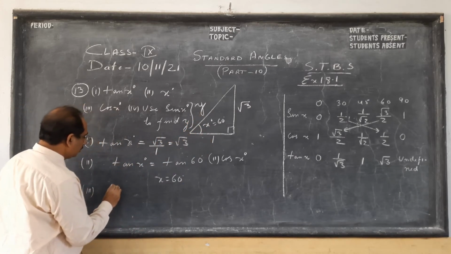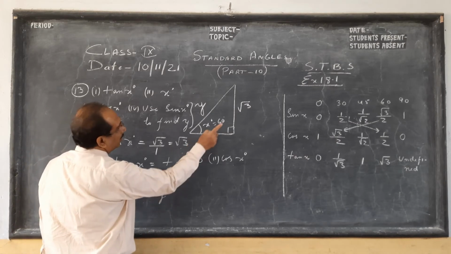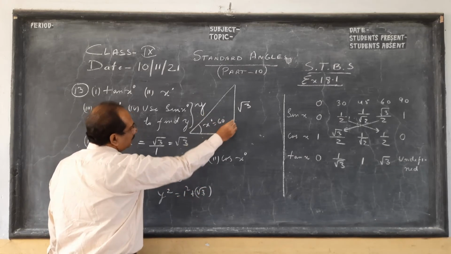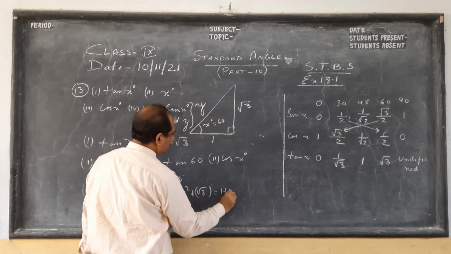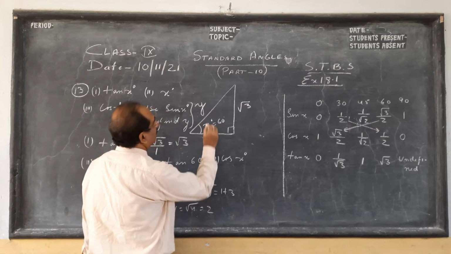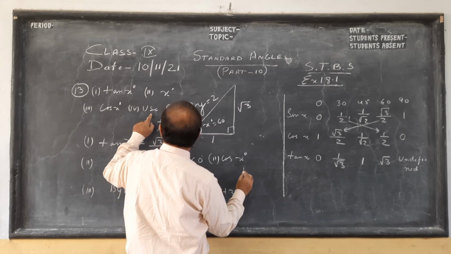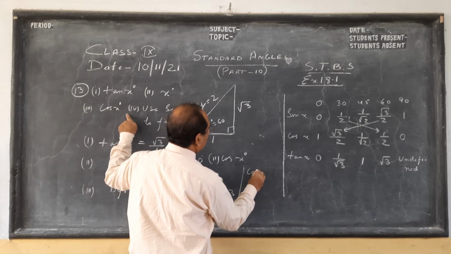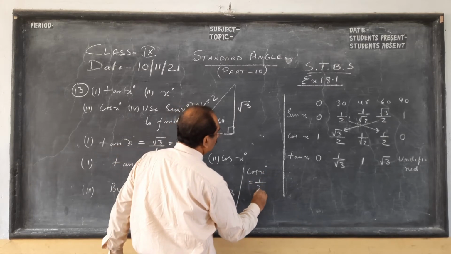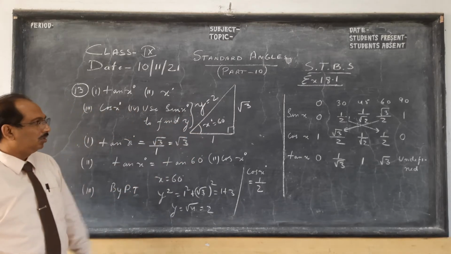So let us use Pythagoras theorem: y square is 1 square plus root 3 square. This is hypotenuse square is this square plus this square. I get 1 plus 3. So y is root over 4, which is 2. Don't take the minus value. So this is 2. So what will be cos x degree? Cos x degree will be 1 by 2.